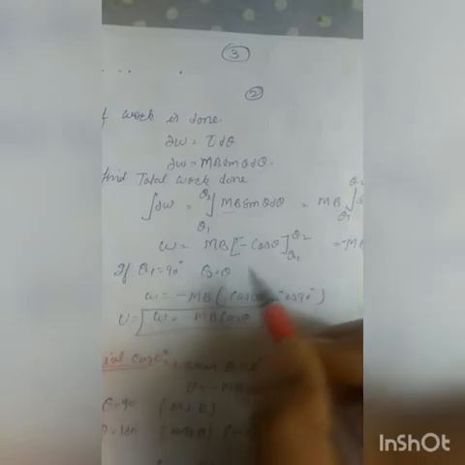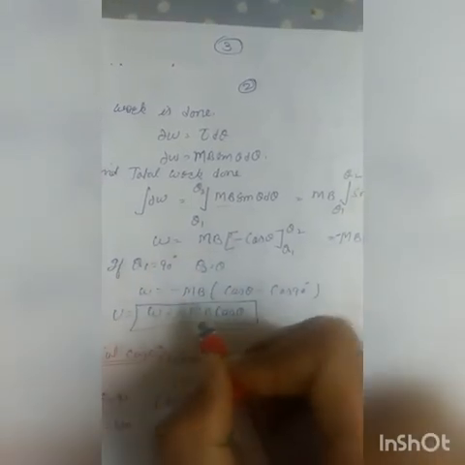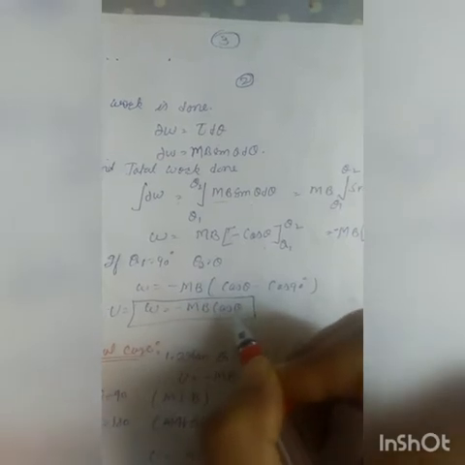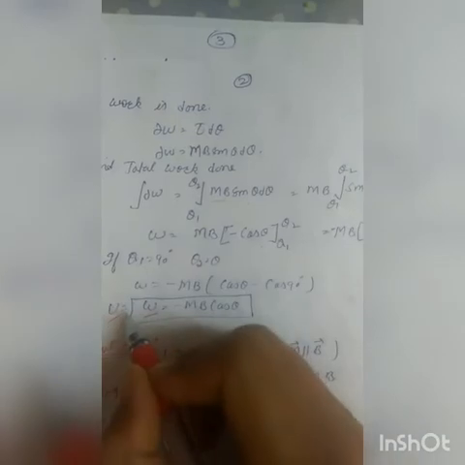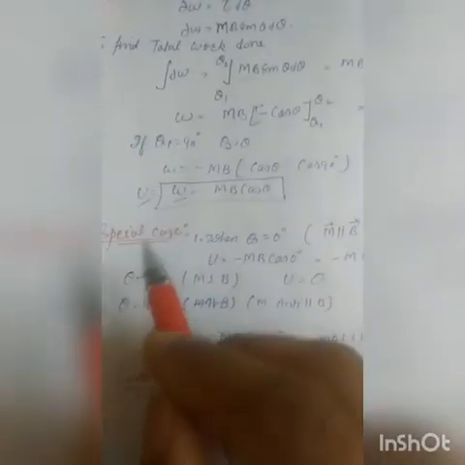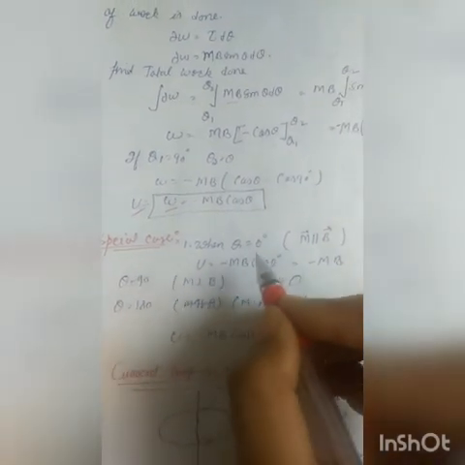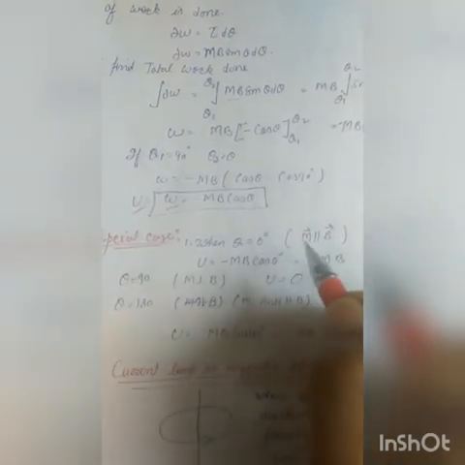If theta 1 is 90 degree and theta 2 is equal to theta, then putting the values, we get work done is equal to minus MB cos theta. And we know that work done is equal to the potential energy, so U is equal to minus MB cos theta. Now we have some special cases.